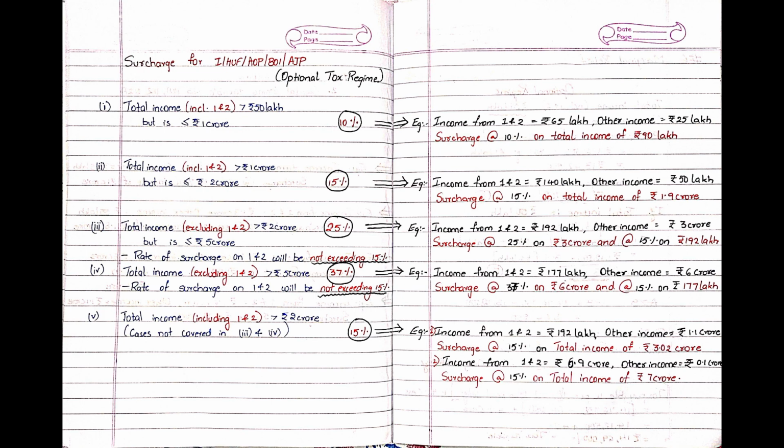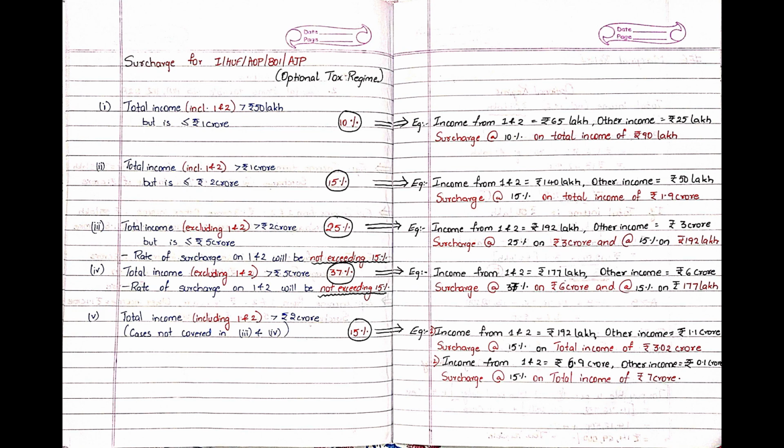Simply put, for example, if the income from 1 and 2 is rupees 177 lakh, that is 1.77 crore, the other income is rupees 6 crore. Here the other income has exceeded rupees 5 crore without the inclusion of incomes from 1 and 2. In such a case, the rupees 6 crore amount will be charged at the rate of 37% surcharge, and 15% surcharge will be levied on rupees 177 lakh, that is income from 1 and 2.